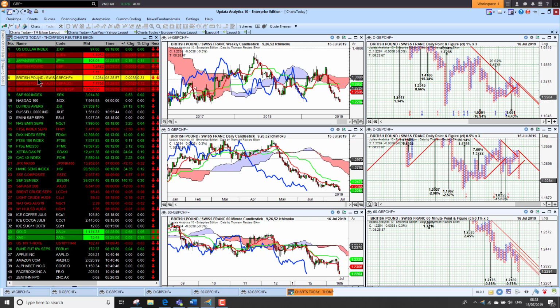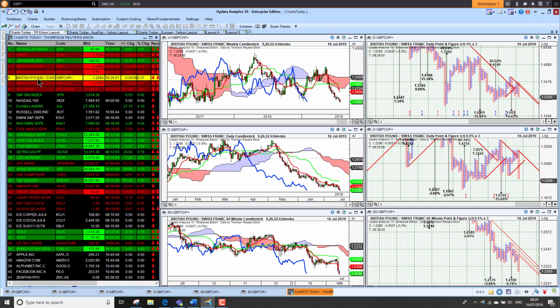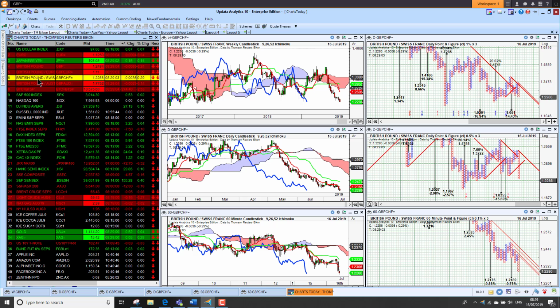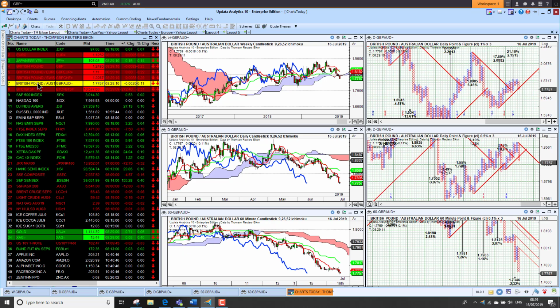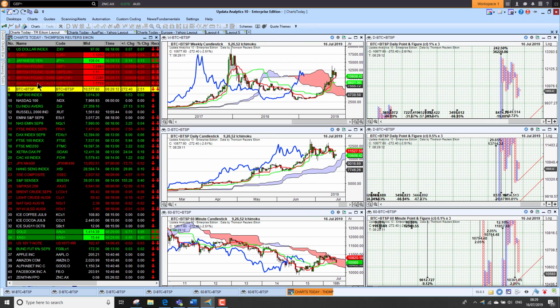Looking at sterling against the Swiss franc, we're sitting at 122.83. Sinking lower here as well, so looking fairly bearish there too on all three time frames. And against the Aussie dollar, it's also sinking. So we're seeing just across the board sterling weakening there.